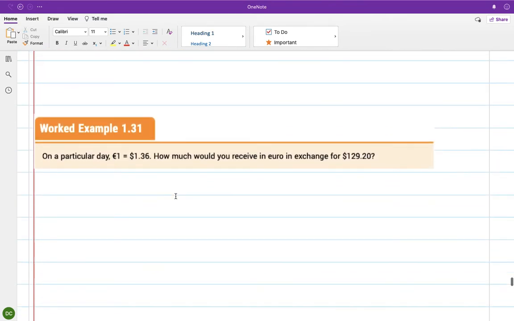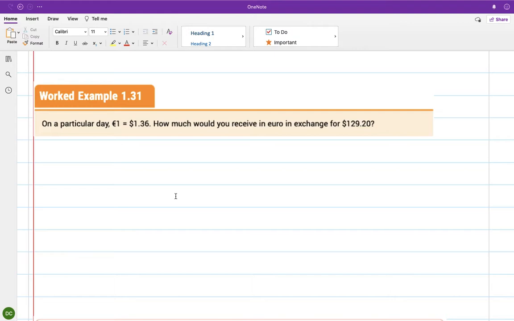Okay, we'll try the next one. So on a particular day, same language again, €1 is $1.36. And how much would you receive in euro in exchange for $129.20? So same again, you write down the exchange rate. €1 is $1.36. Then the only other number in the question we have to write underneath, but make sure that the money matches. You can see here it is in dollars, so that has to go under this one in dollars.